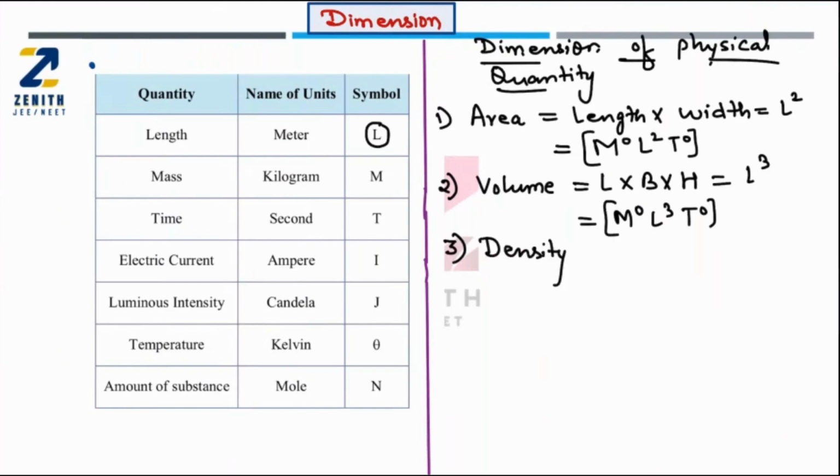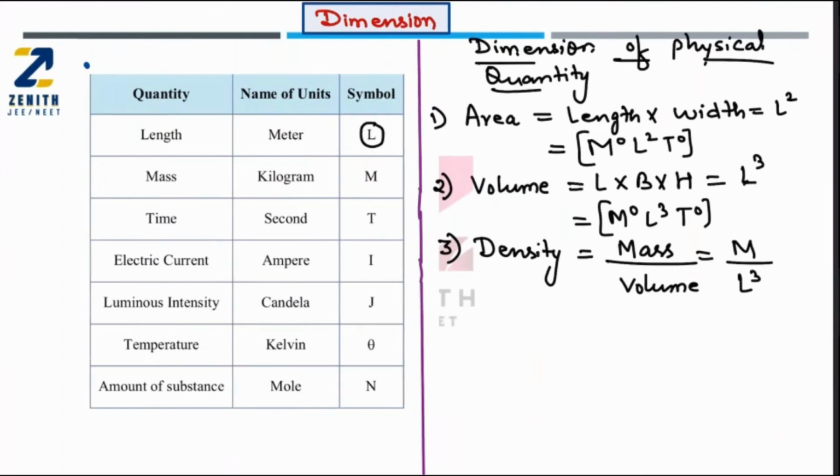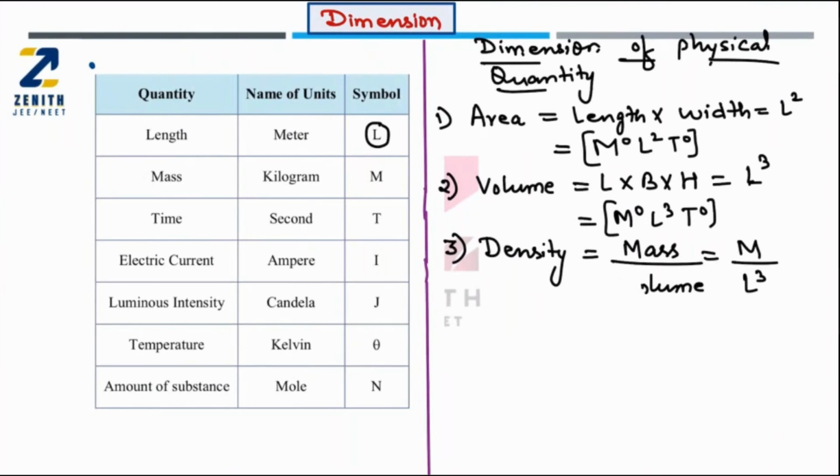Density, third one is the density. You know that the formula is mass per unit volume. How you will measure the mass? Mass के लिए क्या है symbol? M. Volume पता ही है L3. तो density जो है mass per unit volume है M by L3. Now if you solve, you can write it M L minus 3 T0. This is the dimension of density.